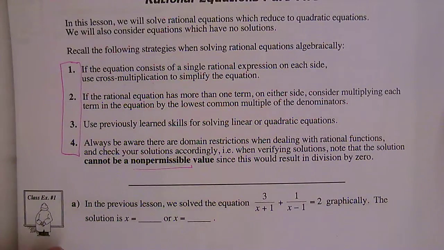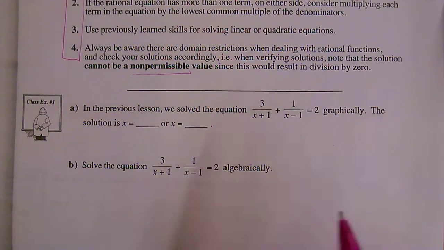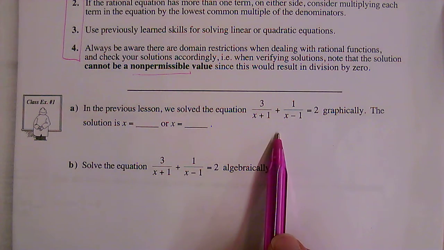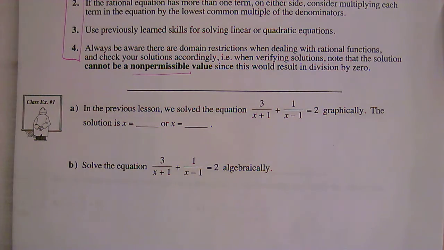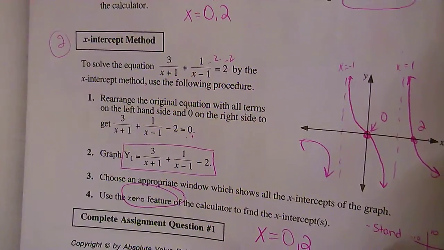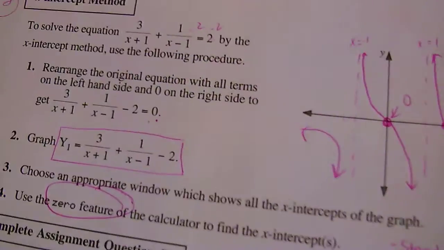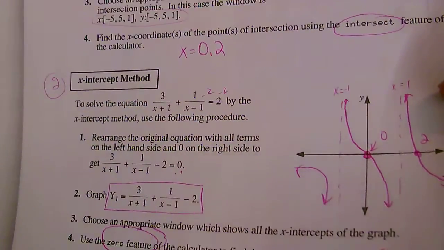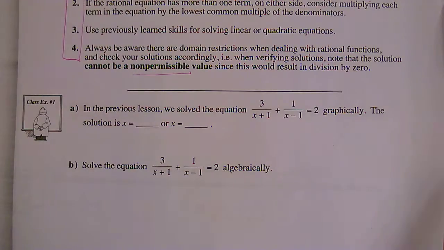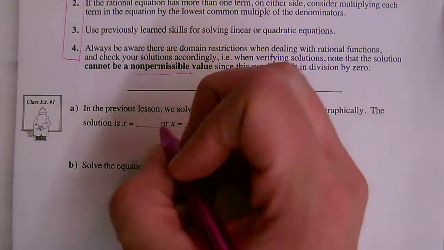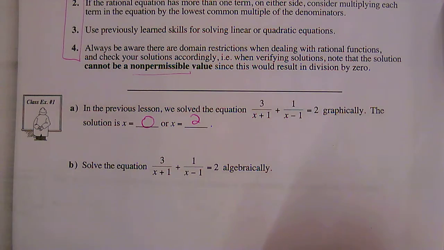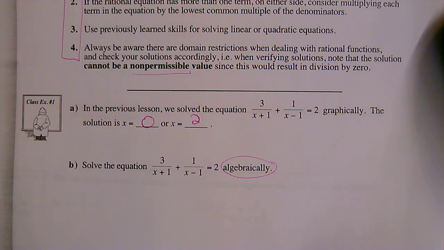Okay, so in the previous lesson, we solved this equation graphically. I'll just pull up the example. Here it is. So we did this graphically. We saw 0, 2, 0, 2, and we did it with the intersection or the x-intercept method. Now, of course, we're going to do it algebraically. This isn't really any different.